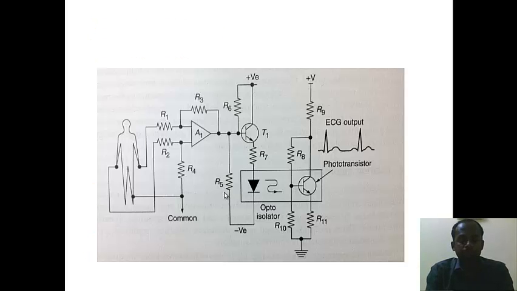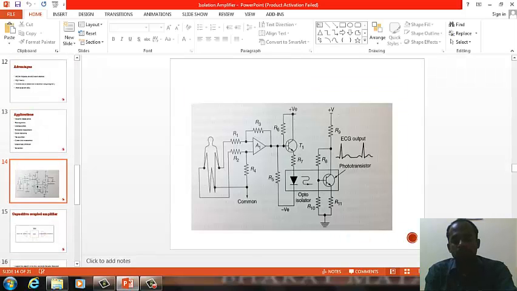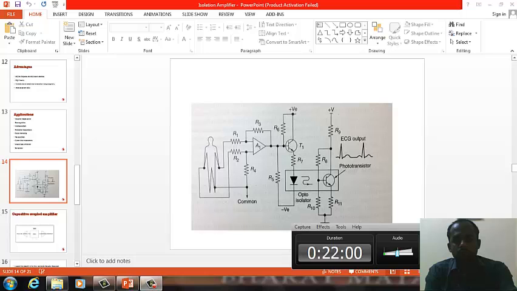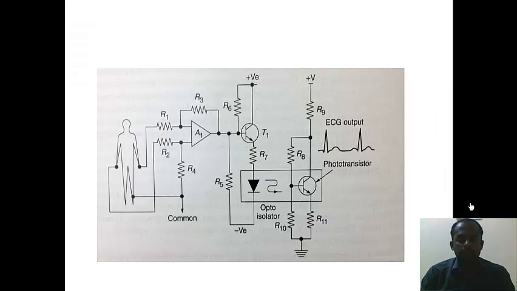This is the circuit of the optical isolation mechanism which is used in patient monitoring. If you see here, the points where the circuit is connected to the patient are given to a differential amplifier. R1 and R2 are used for biasing this amplifier, and R3 is used as feedback. It is given to the transistor. The transistor has a power supply plus V, which is biased by R6.